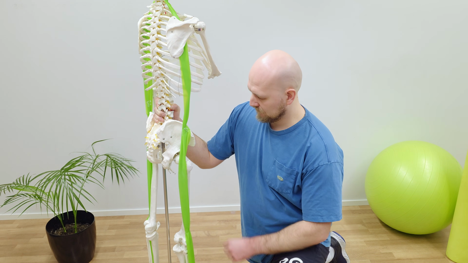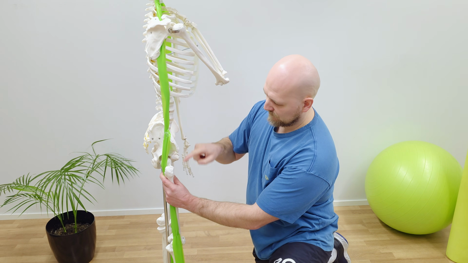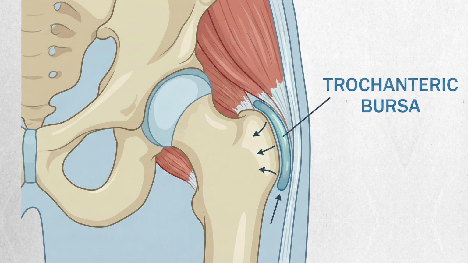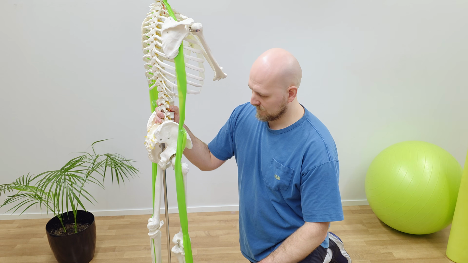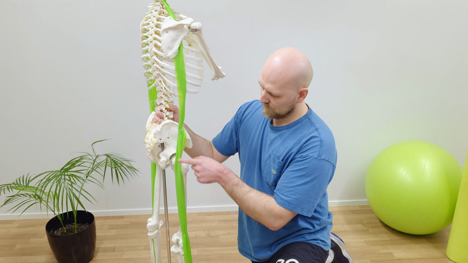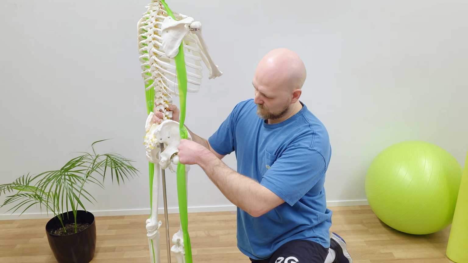And also be mindful that you don't go too near the bony parts of the hip. There's bursa here, which can often become sore when you massage it too roughly. So don't go near that. Stay on the soft tissues of the glutes.